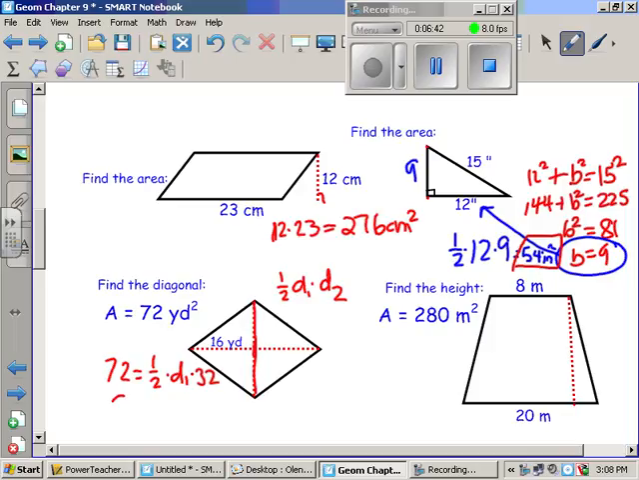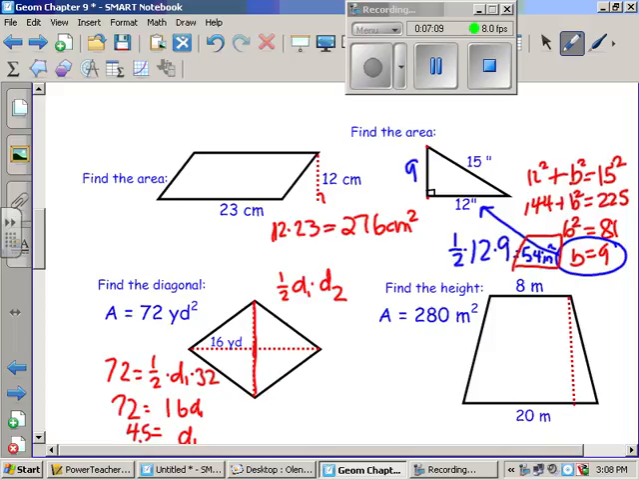So I get 72 is equal to 16 times d1. I take 72 divided by 16, and I get 4.5. So d1 is 4.5. Okay? So you can solve for missing pieces, but you've got to know all but one thing.